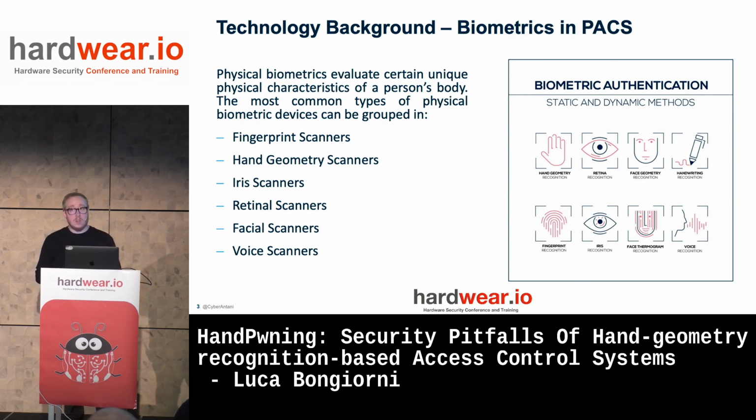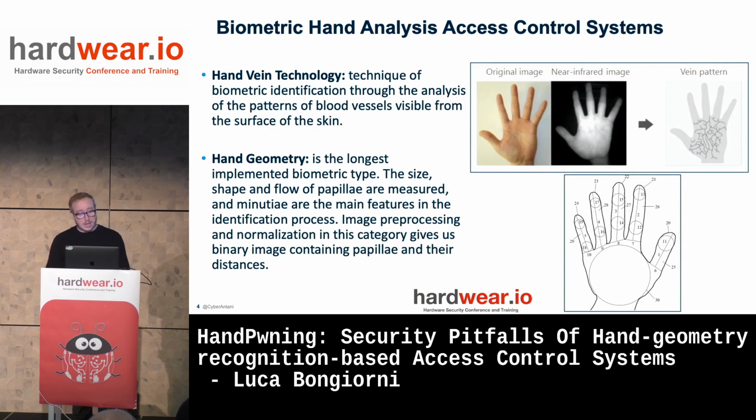Then we have the facial ones, which are usually not the most widely accepted from a privacy point of view, because of the perception of the violation of privacy. And then we have voice scanners and, of course, hand-related scanners. Here I put hand geometry, but there are two types, as you can see in the next slide. The main two hand-based biometric access control systems use two different sensors.